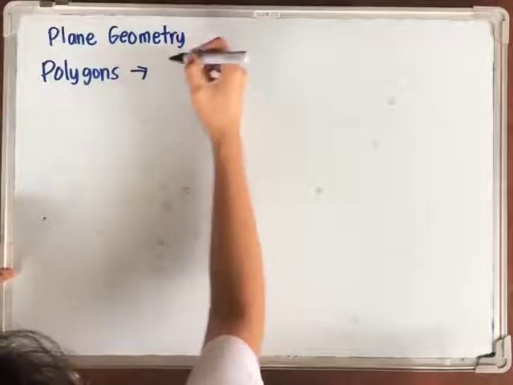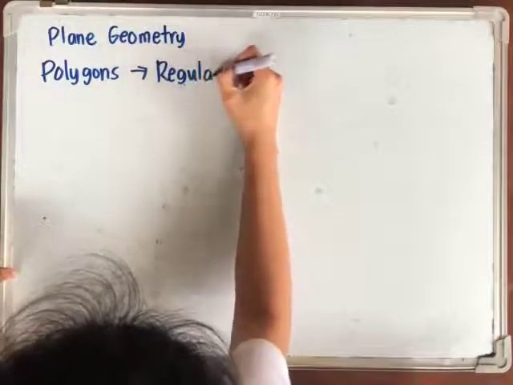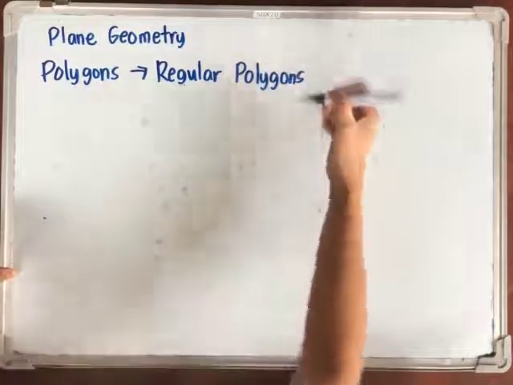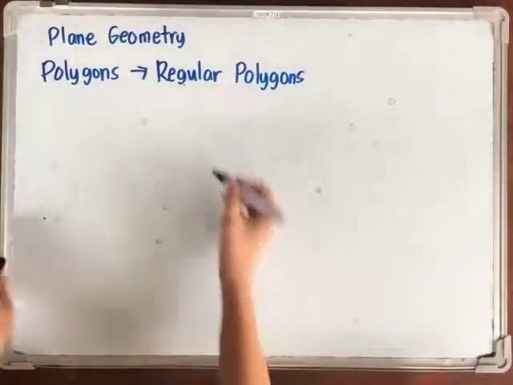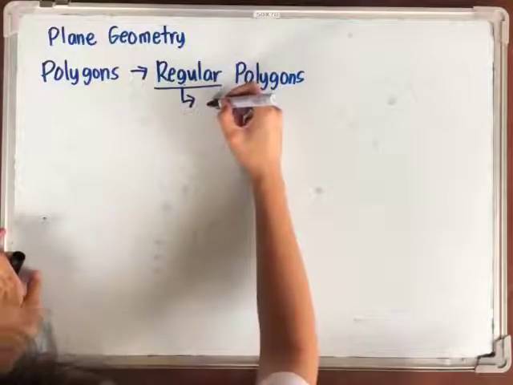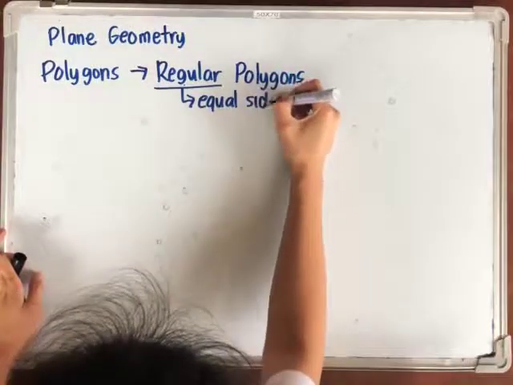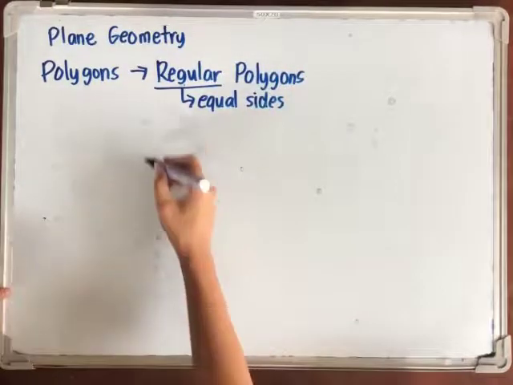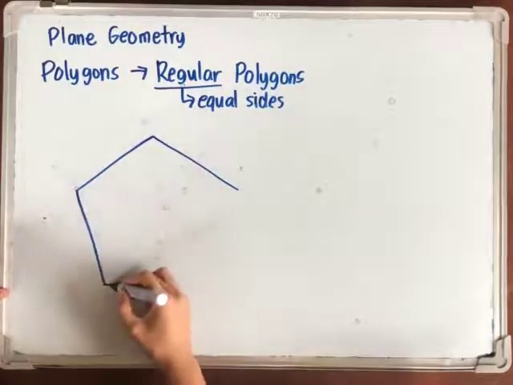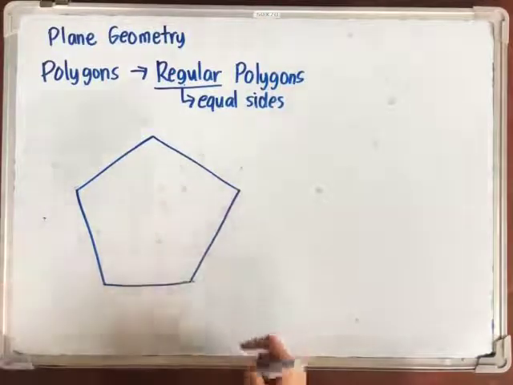Okay, so for today, we will be talking specifically about regular polygons for this first part. For a regular polygon, we can say that it is a regular polygon if it has equal measurements for its sides. So, equal sides ito. Let's say for example, we have here a pentagon. Pentagon is a 5-sided polygon. So, let's just say ganito yung itsura niya.